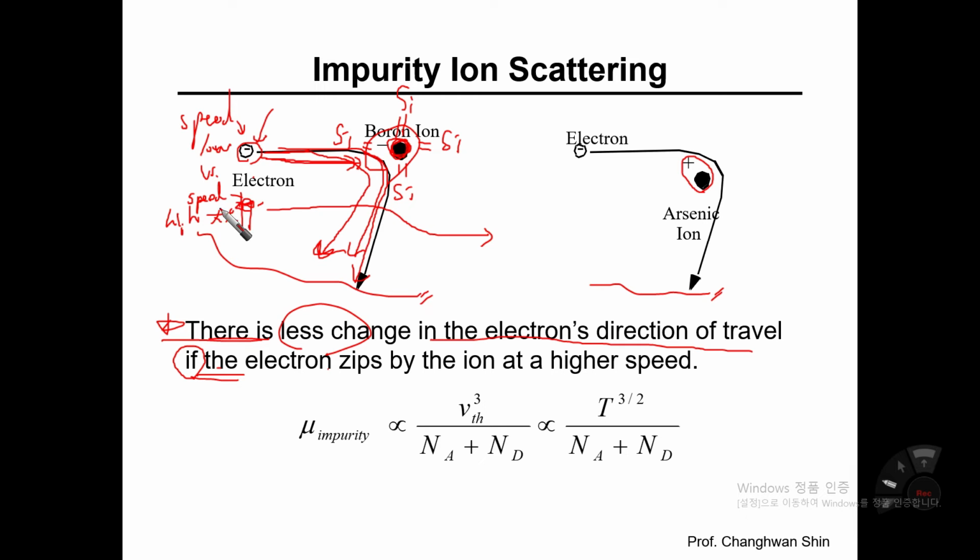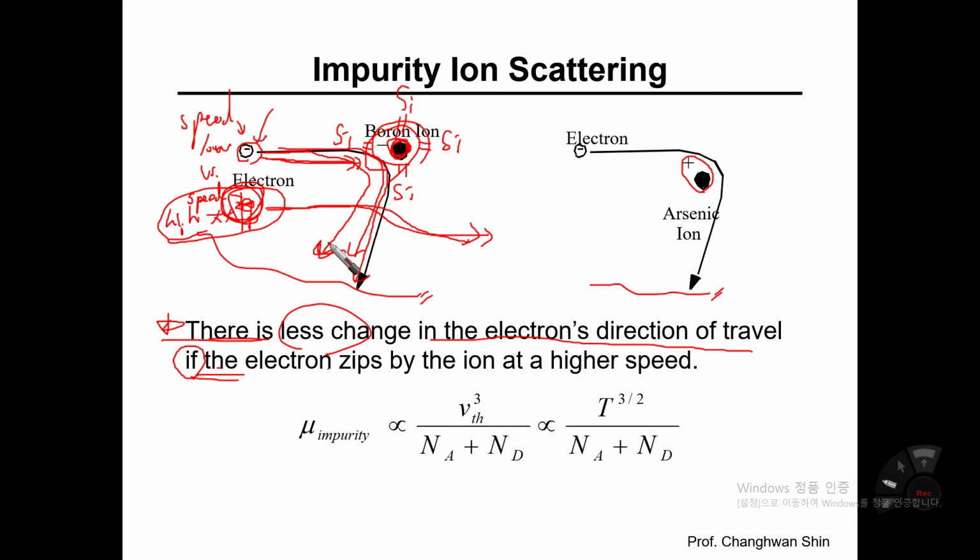However, the electron with a very high speed wouldn't be significantly affected by this ionized boron. When? If the speed of this electron is high enough, then less change in the electron's direction of travel can happen.